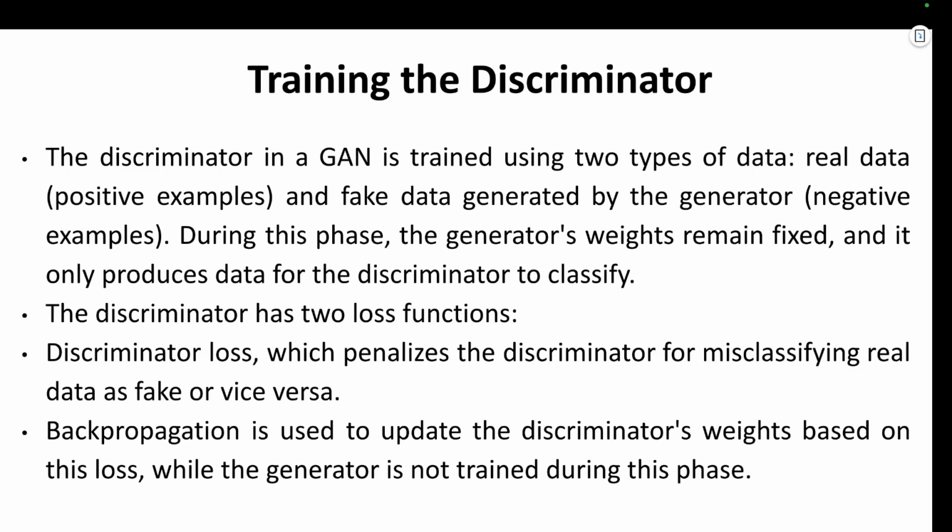The discriminator has two loss functions. We have already discussed this in the previous diagram. One is the discriminator loss, which penalizes the discriminator for misclassifying real data as fake or vice versa, because at the end, after an optimal number of epochs, the discriminator loss will be more. Backpropagation is used to update the discriminator weights based on the loss, and the generator is not trained during this phase.